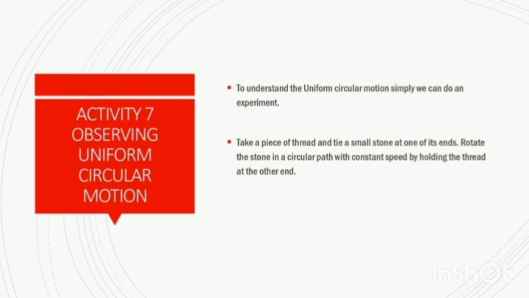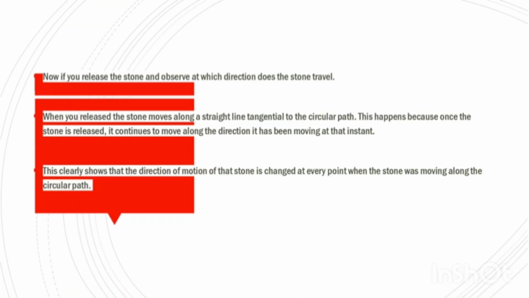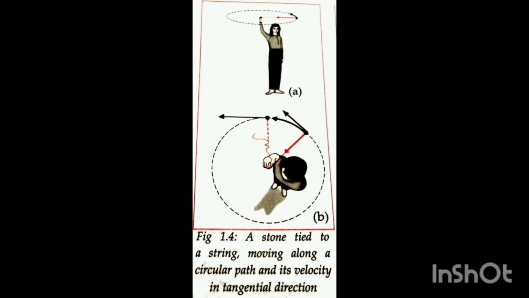To understand uniform circular motion, we can simply do an experiment. Take a piece of thread and tie a small stone at one of the ends. Rotate the stone in a circular path with constant speed by holding the thread at one end. Now, if you release the stone, in which direction does the stone travel? When you release, the stone moves along a straight line tangentially to the circular path.